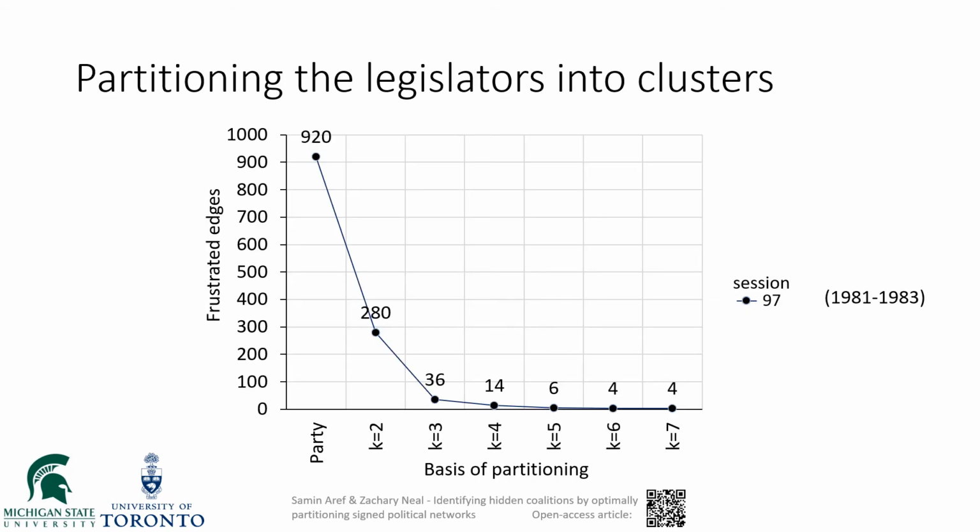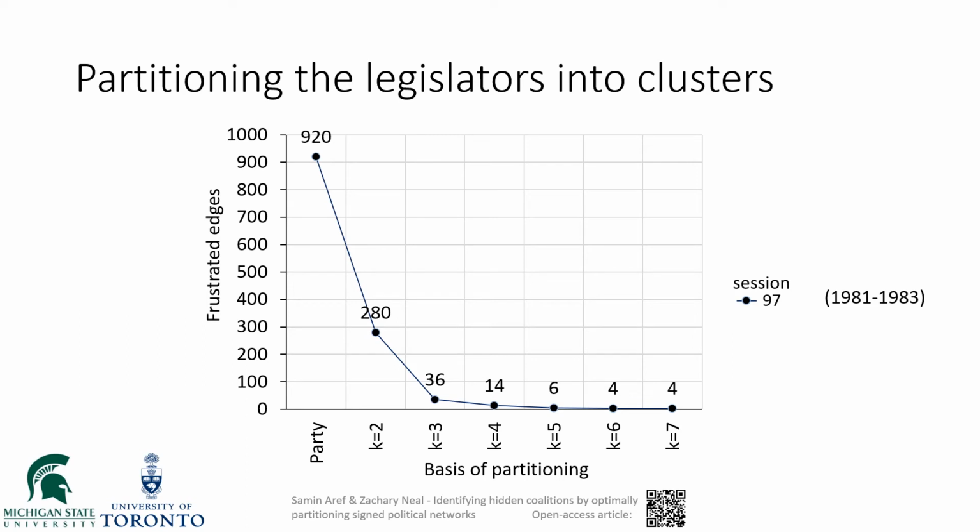Here on the y-axis, we have the number of frustrated edges, and on the x-axis, we have different methods for partitioning these networks. As you can see, we have party on the x-axis, which means partitioning the legislators into two groups based on their party affiliation. When we do that, there will be 920 frustrated edges, which means that there are 920 sources of inconsistency with the idea that Republicans only work with Republicans and Democrats only work with Democrats. Then when we use an optimal partitioning with K equal to 2, the number of frustrated edges goes down to 280.